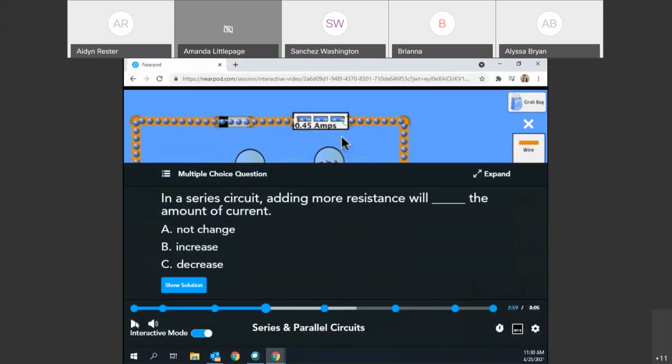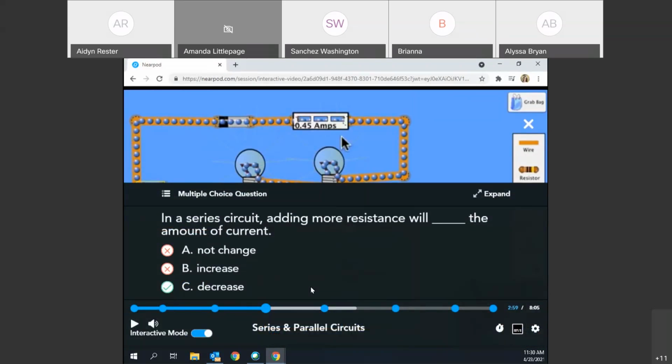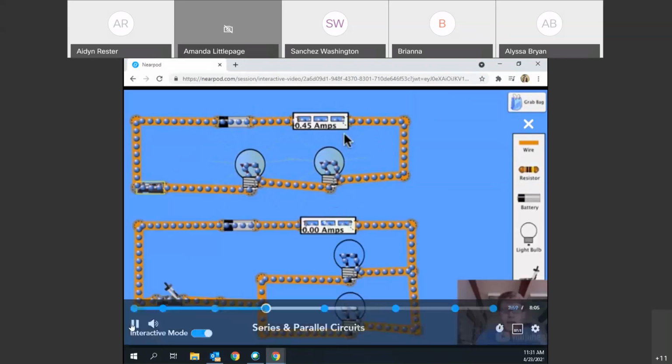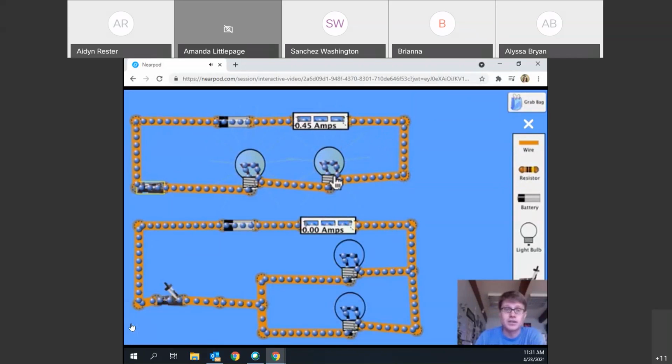All right, so in a series circuit, adding more resistance will do what to the amount of current? C, decrease. Good job, you guys. So obviously when he added that light bulb, it changed the amount of current. Not only are the electrons moving more slowly, but the bulbs are much, much dimmer. And that's because the electrons have to move through both of those, right? They're going to come down, move through the first bulb, and then move through the second bulb before they can make their way back around. And so the current is going to be the same through every component in a series circuit.